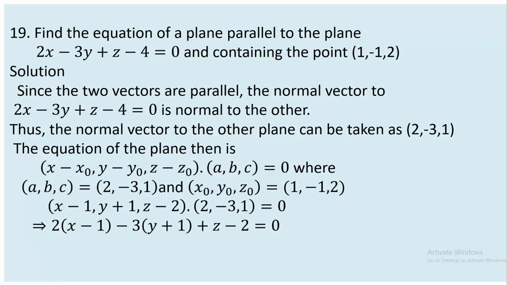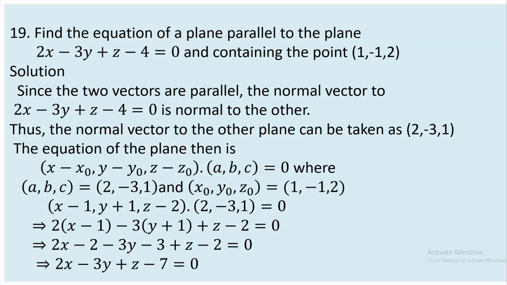Then what you need to do is try to operate this and collect like terms together, and what you are going to obtain is this: 2x - 2 - 3y - 3 + z - 2 equals 0. And then again, as I said, collect like terms together. You will obtain this to be 2x - 3y + z - 7, in fact, because -2 - 3 makes -5, and -2 makes -7, right. So this is going to be the final output, the equation of the plane.